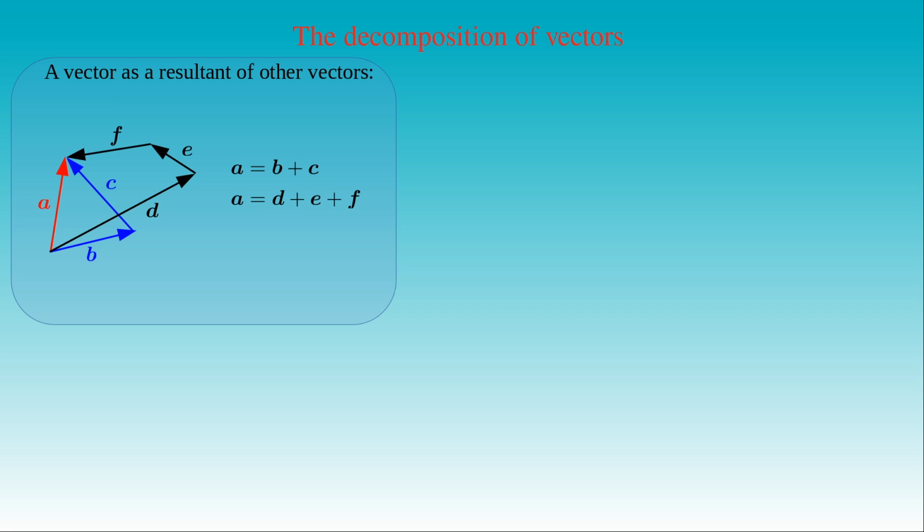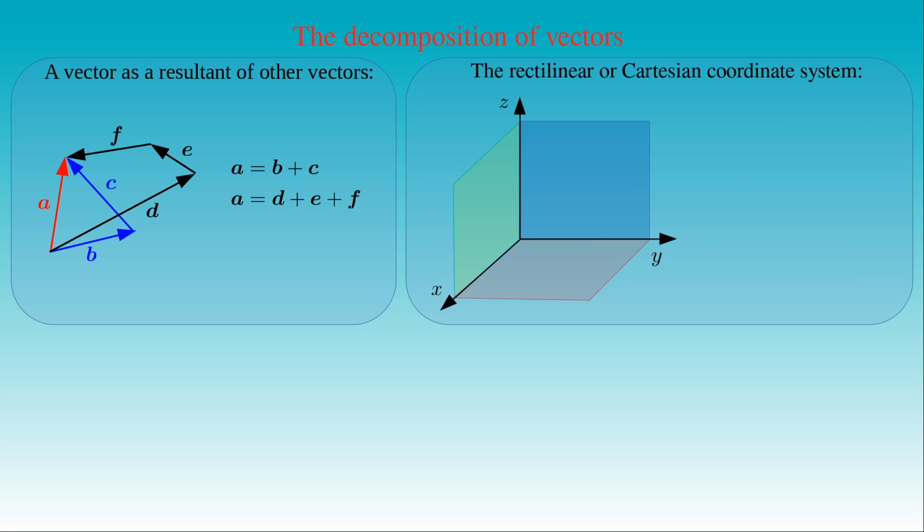What we use generally for the decomposition is a set of coordinate basis vectors. If we consider the rectilinear or Cartesian coordinate system, with the axes x, y and z, we can define the basis vectors ex, ey and ez of the coordinate system. These vectors are unit vectors, that is, they have unit length. They are also mutually perpendicular to each other, as we can see in the figure.